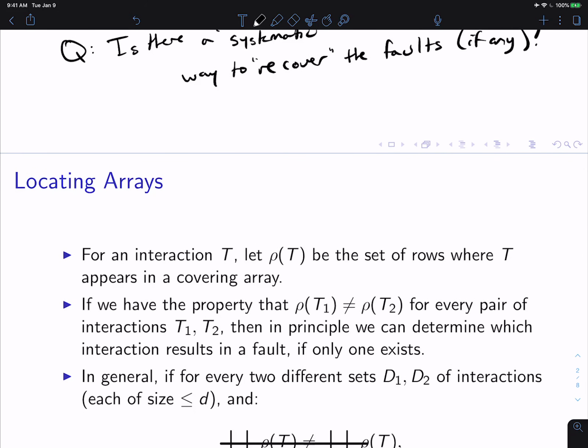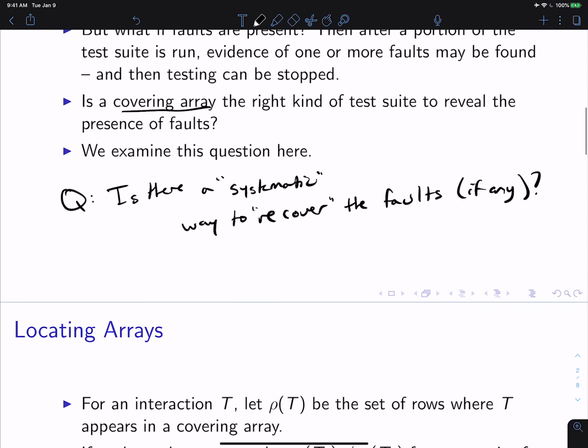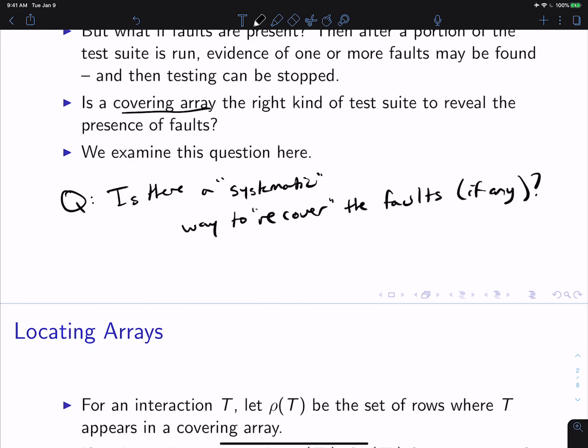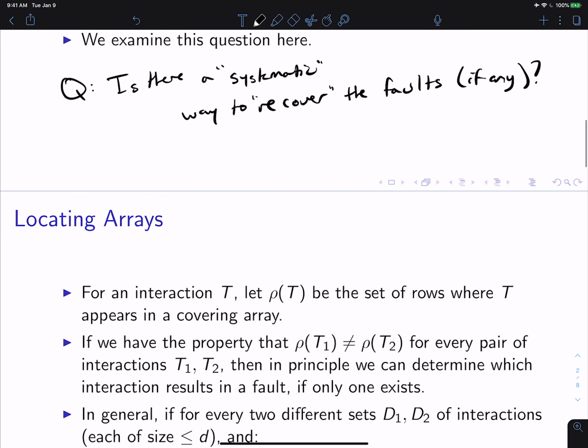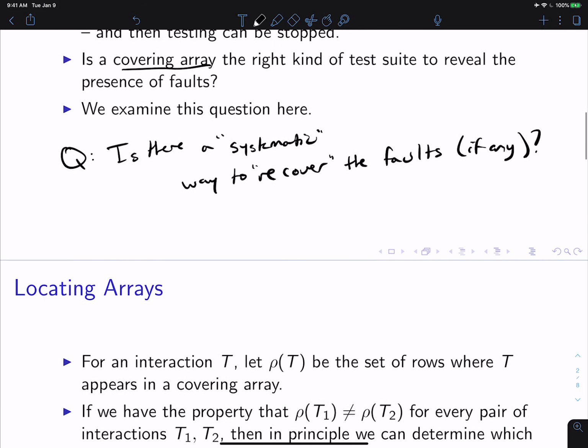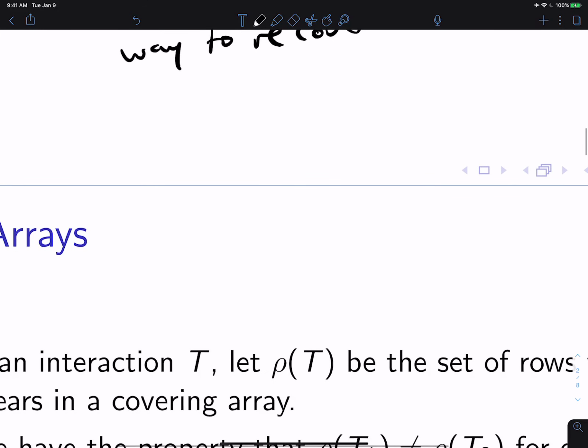So a locating array, in a nutshell, is an array that is a covering array, but it has the additional property that we can locate what the faults actually are. Or at least in principle we could. So to do that, let's look at a potential problem with this, or at least the motivation of the definition of a locating array.